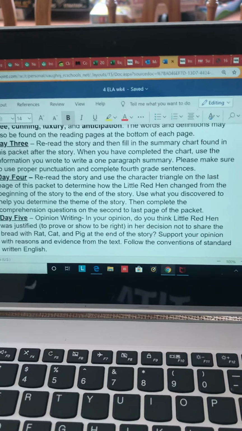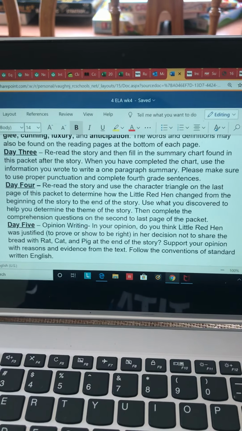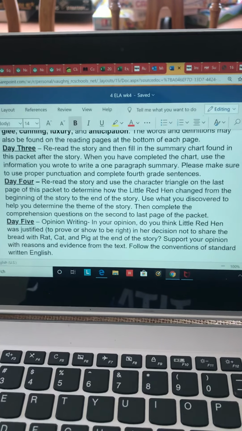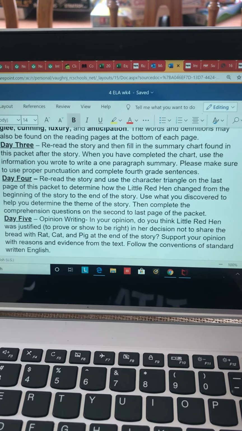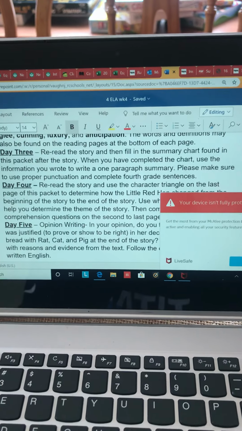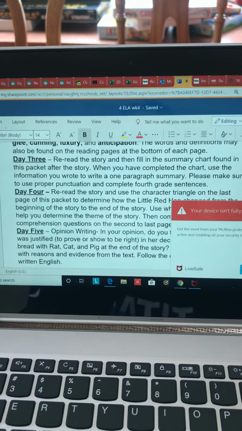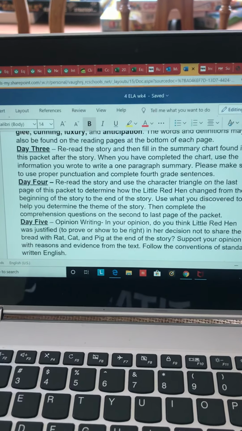Day 4, reread the story and you're going to use the character triangle that's on the last packet to help you determine how was Little Red Hen at the beginning of the story, how was she at the end, how did she change, and how did that help you determine the theme.